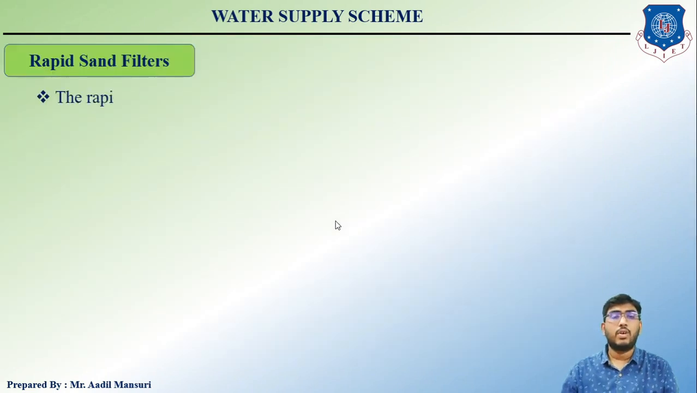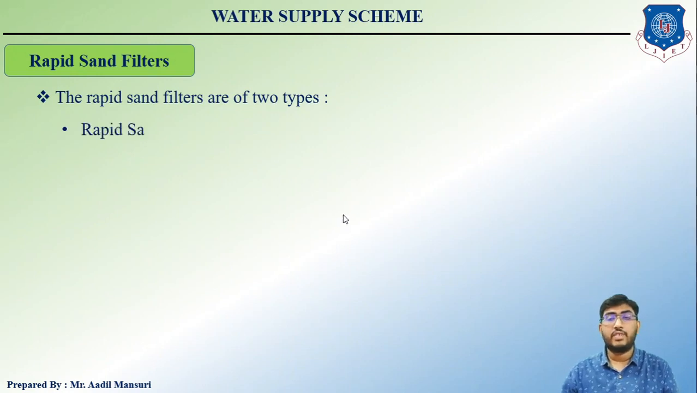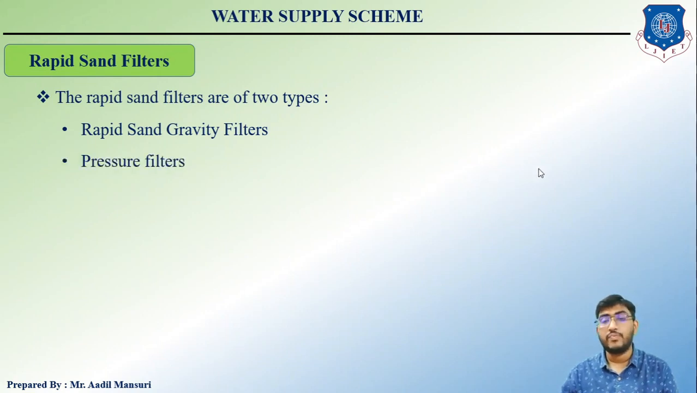So let's talk about rapid sand filters. Again, rapid sand filters are of two types. First one is known as rapid sand gravity filters, and second one is known as pressure filters. Rapid sand filters were first developed in the last decade of the 19th century, right? And on an average, these filters may yield as high as 30 times the yield given by the slow sand filters.